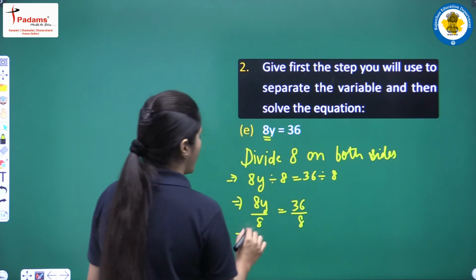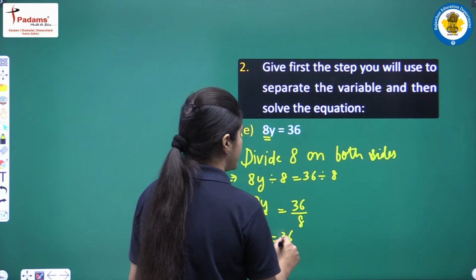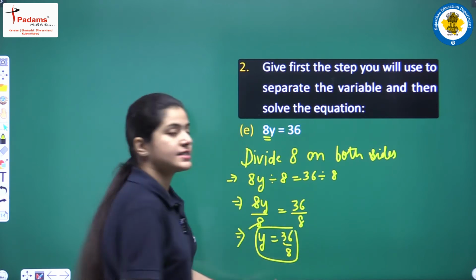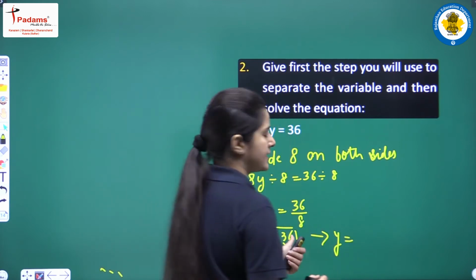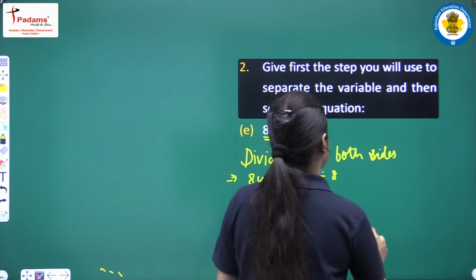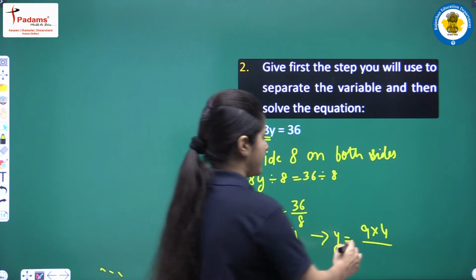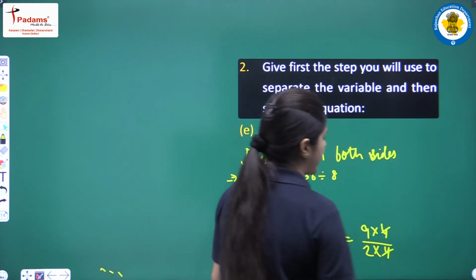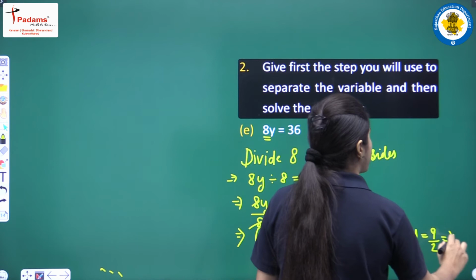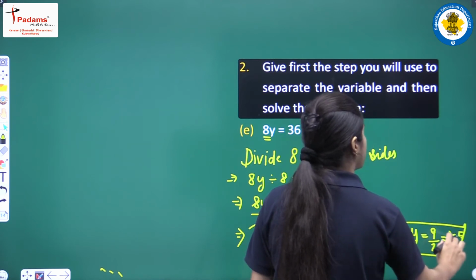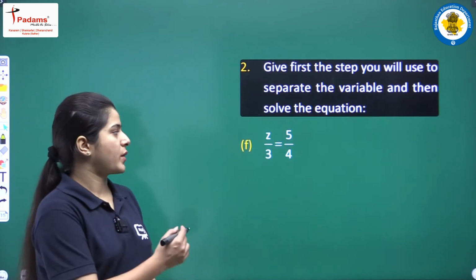Now this 8 will be cancelled out with this 8 and y is equals to 36 upon 8. Now students, 36 upon 8 can be cancelled out further as 36 is equals to 9 into 4, right? And 8 is equals to 2 into 4. Okay, 4 and 4 will be cancelled out and y will turn out to be 9 upon 2, also written as 4.5. Now students will be looking at another question, question F.